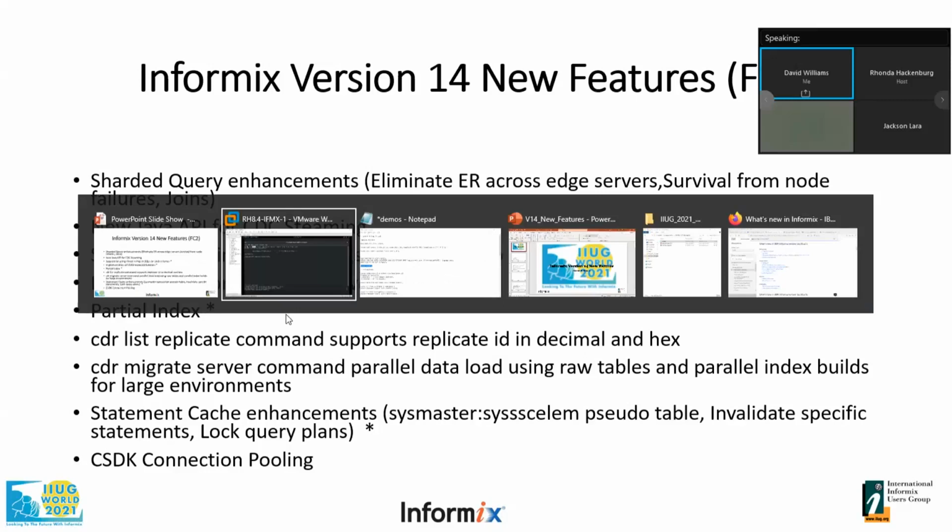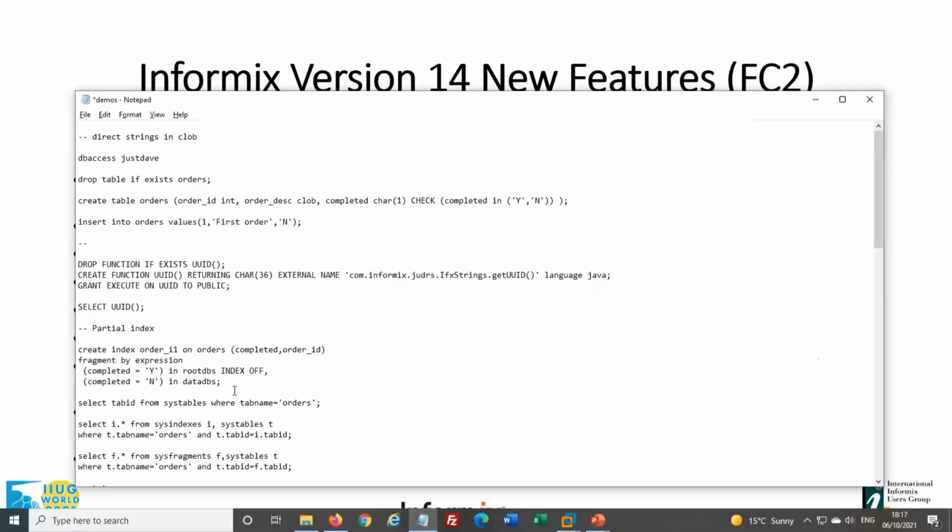In Informix 14.10 FC2, you can actually create an index and index only part of your data. So I can create an index on multiple columns. For my orders table, I'm going to create an index on whether they're completed or not, and I'm also going to have the order ID in there, so I can find the order ID for all the ones that are not yet completed.